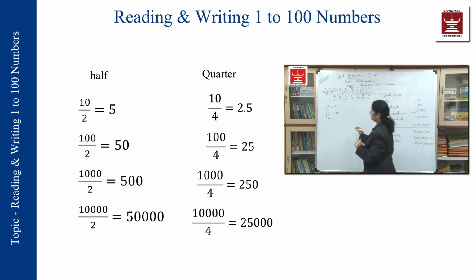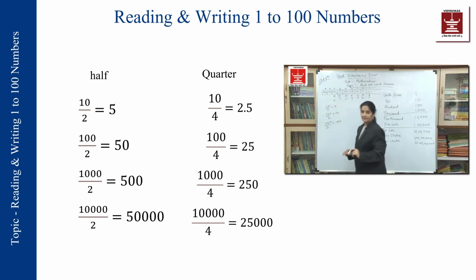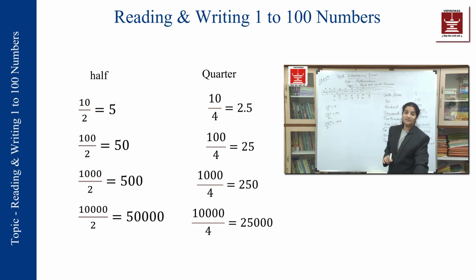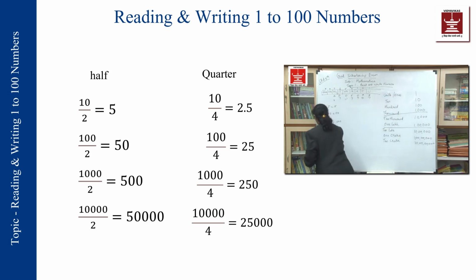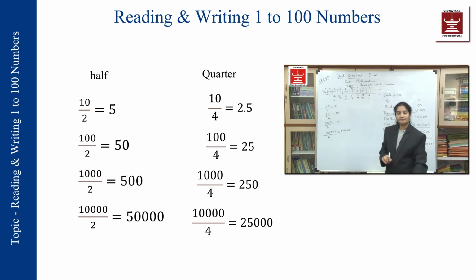Similarly, you can go till here. Now, 1000 divided by 2, so half of 1000 will be 500. Half of 10,000 is 5,000. Okay. Half of 1 lakh, we have 5 zeros over here divided by 2. So what do I have here? 4 zeros. 4 zeros means 50,000. Okay. So half the value of that particular number, whether it's in thousands or in hundreds.